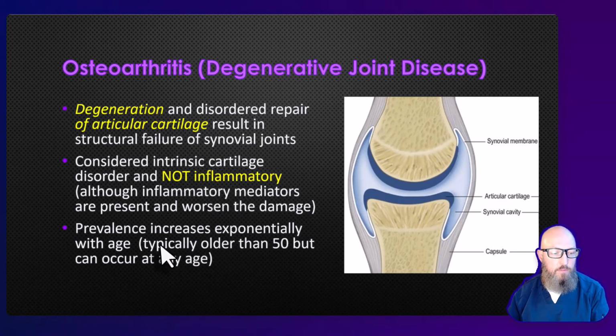Prevalence does increase, of course, with age, typically older than 50, but it can occur at any age. If it's a really young patient, we'll talk about juvenile arthritis coming up later. And so, yeah, think of this as more of a disease of seniority.